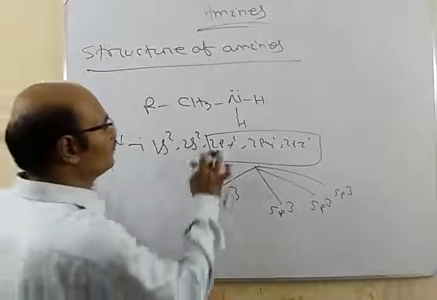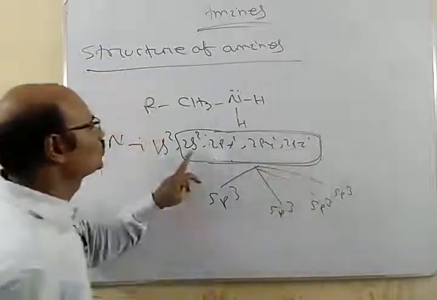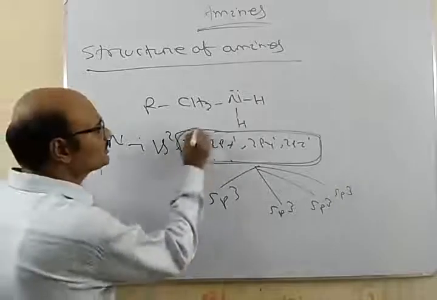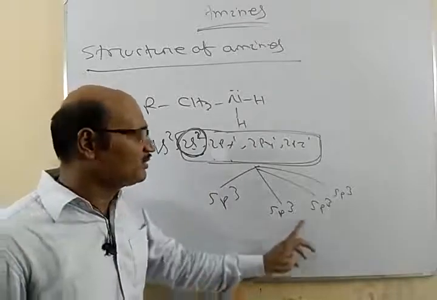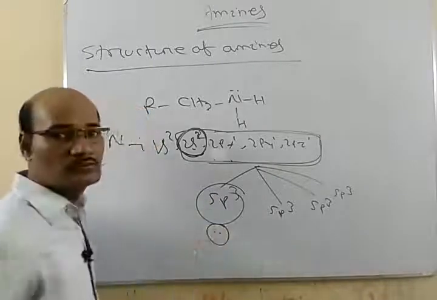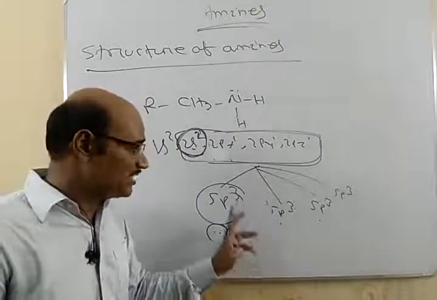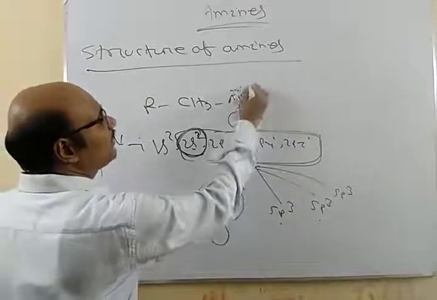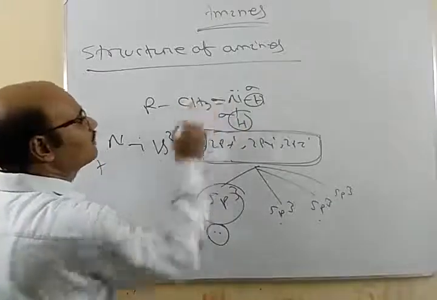You will see 1s2, 2s2, 2px1, 2py1, 2pz1. The 2s is filled. So when we have these four sp3 hybrid orbitals, one has the lone pair of electrons and the others have single electrons. Out of these four sp3 hybrid orbitals, two form sigma bonds with hydrogen atoms and one forms a sigma bond with the carbon.